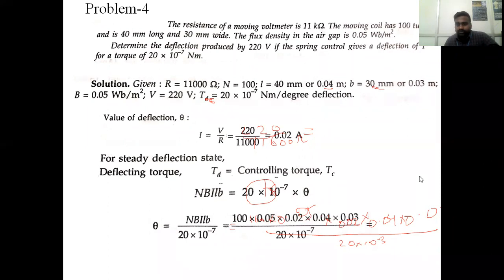Okay, so if we go through the thing, 265 got 0.05. How does that happen? So the answer, angle of deflection, that is theta, is equal to 60 degrees. 60 degrees. Is it clear? Okay. Is the problem understandable?